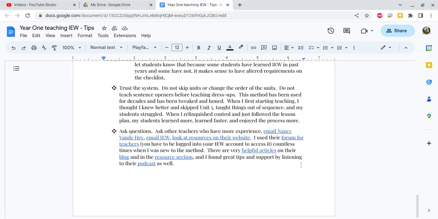Each year it will get easier. Each year it will make more sense, and you're going to see how it continues to build, and you'll be amazed at what your students will be writing by the end of the school year.